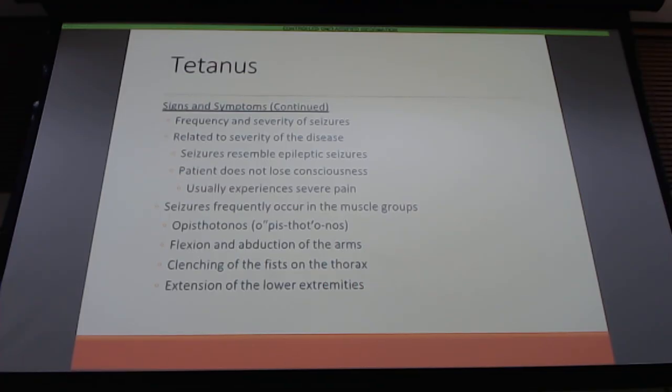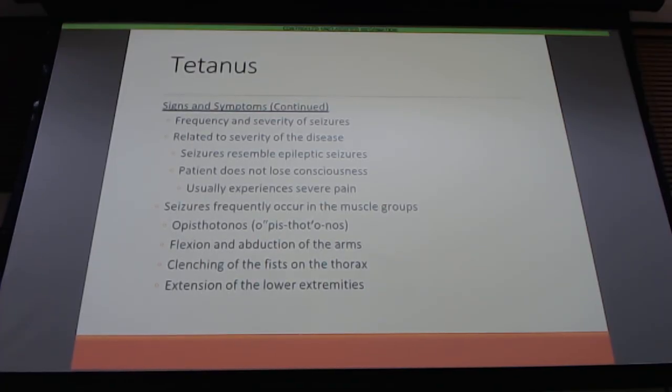Other things that can occur there is opisthotonos. Really what that is, your whole back just curves backwards, your head goes back, your legs go back. I'll show you a picture of that. That flexion, abduction of the arms, right here, clenching in of your hands when all your muscles get tightened up.